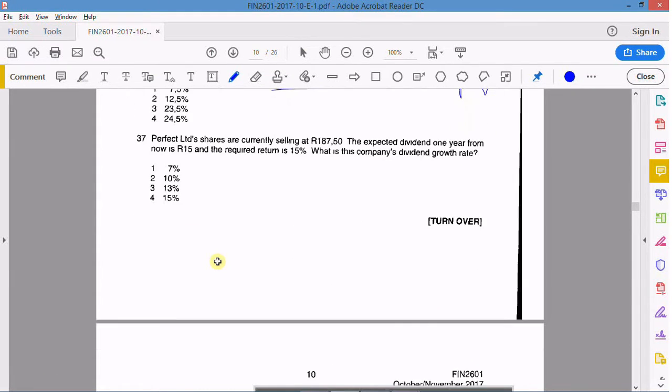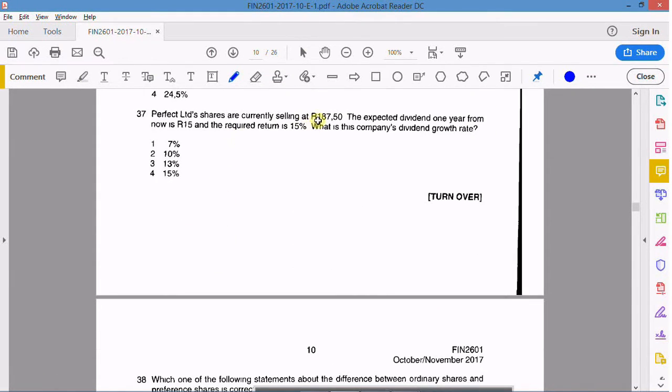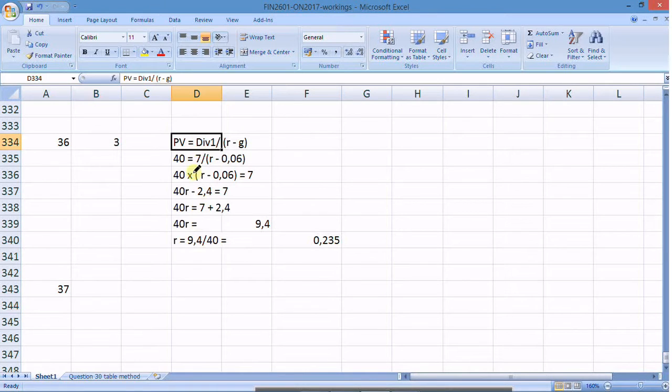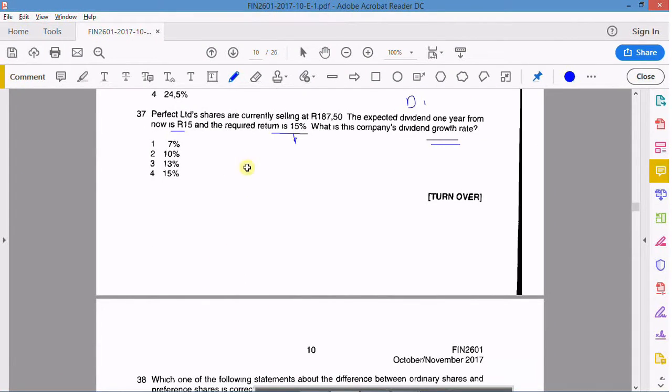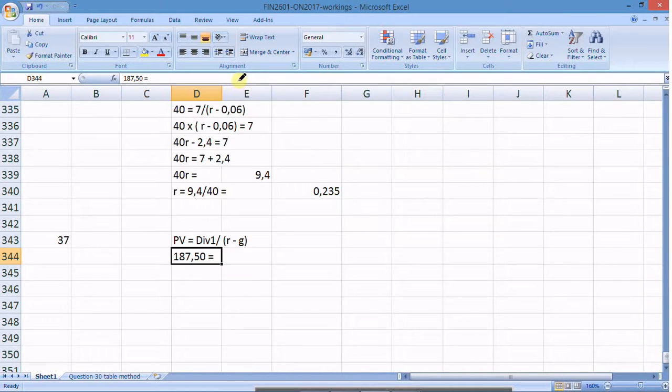Okay. Right, perfect shares are selling for that. That's PV. The expected dividend 1 year from now is 15. So that's Div 1. Required return, that's R. What is the growth rate? Now we're solving for G. Okay, so same formula again. Copy paste. Right, your present value 187.50. 187.50 equals Div 1 is 15 Rand. Required return 15%. 15 divided by open brackets 0.15 minus G. Make sense? Solve for G.